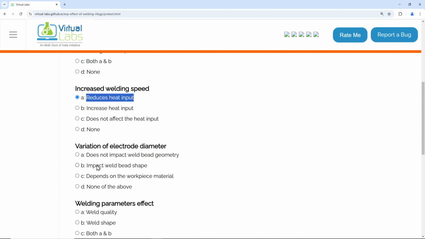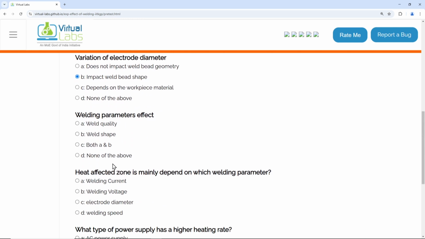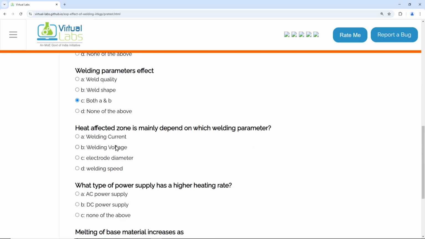Variation of electrode diameter does not impact the weld bead geometry, not correct. It does impact the weld bead shape, yes: with a bigger electrode diameter, the weld bead would be larger. Welding parameters affect weld quality, weld shape, both A and B. Heat affected zone is majorly dependent on which welding parameter? Heat affected zone is majorly dependent on the welding current.